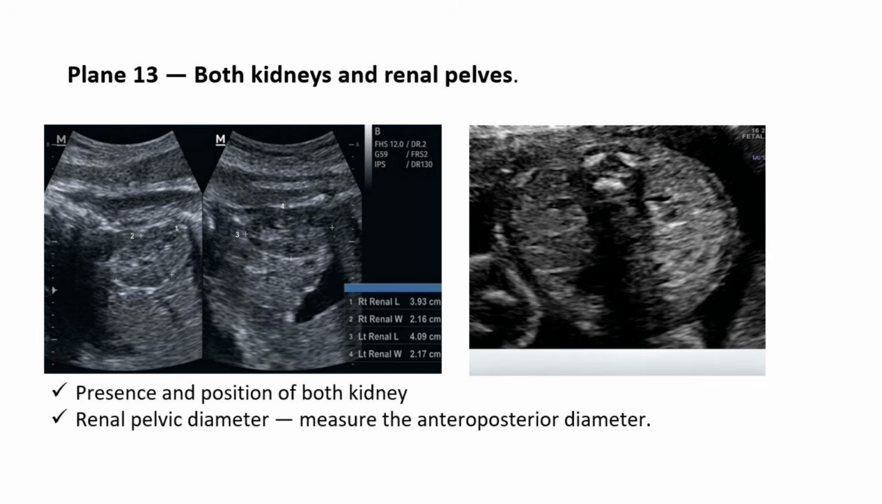Plane 13, both kidneys and renal pelves. Slide and rotate to bring each kidney into view. Assess the presence and position of both kidneys and renal pelvic diameter. Measure the antero-posterior diameter. Refer if either renal pelvis exceeds 7 mm AP.